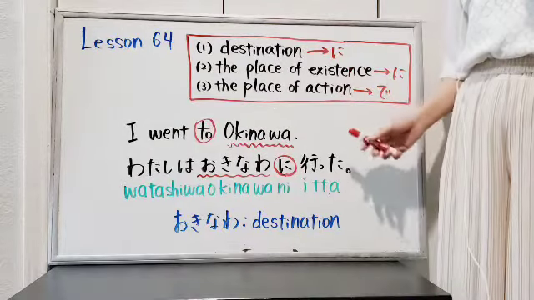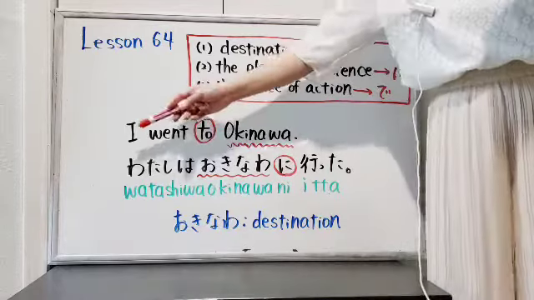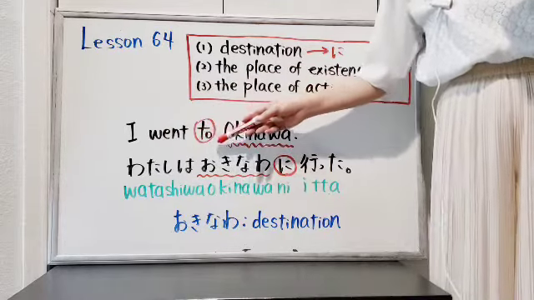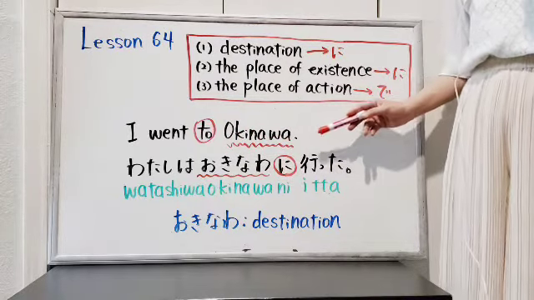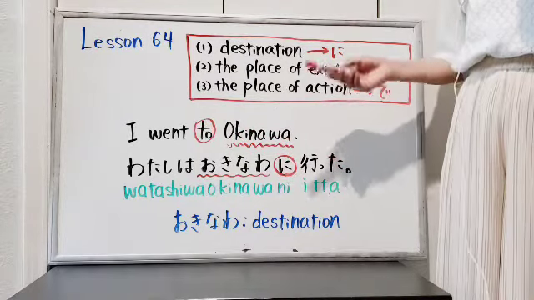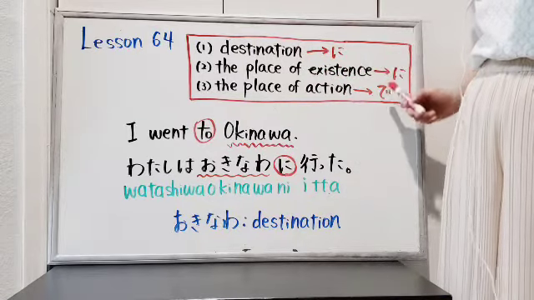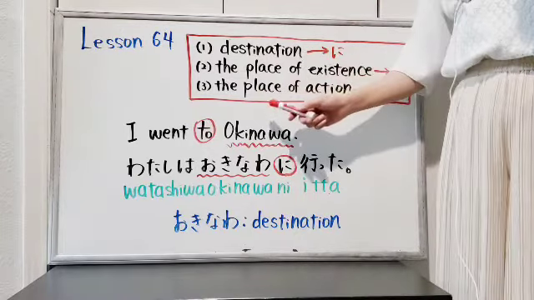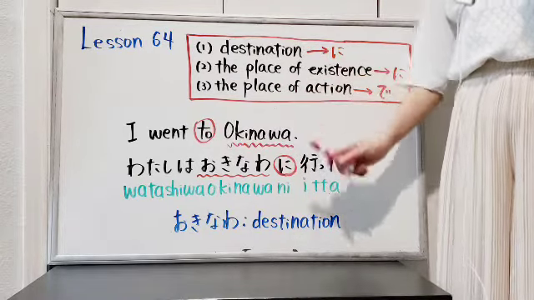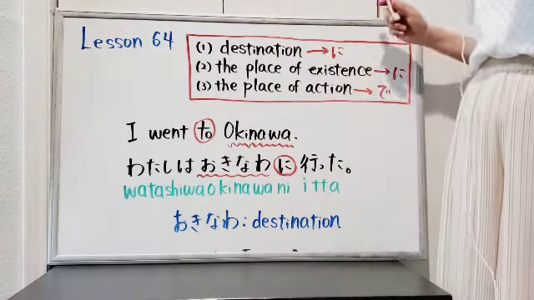I went to Okinawa. 私は沖縄に行った。Again, you need to choose the best one from these 3 options. In this case, 沖縄 is the destination. So that's why you need to choose number 1.